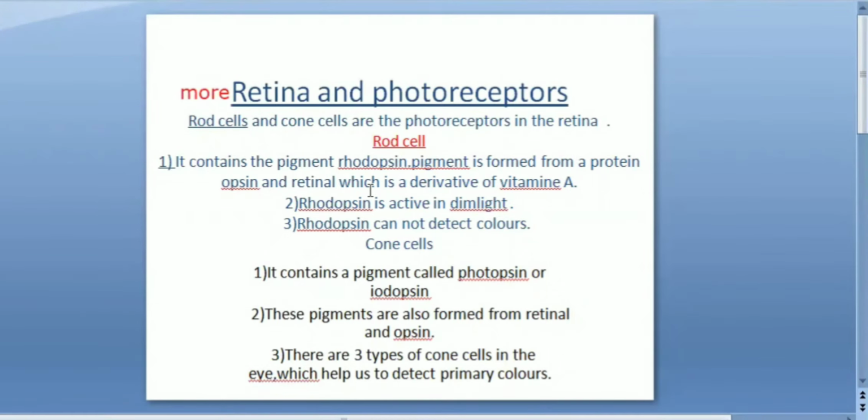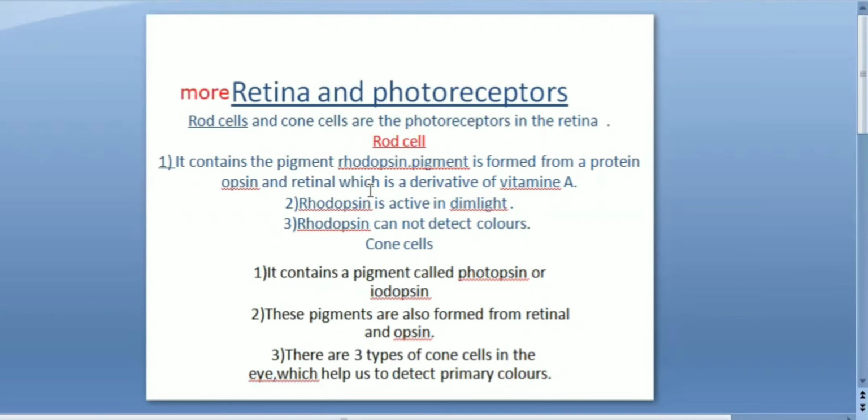Then one important thing, rhodopsin cannot detect colors. Then how is this rhodopsin formed? Rhodopsin is formed of two important substances named opsin and retinal. Opsin is a protein molecule, while retinal is derived from vitamin A.